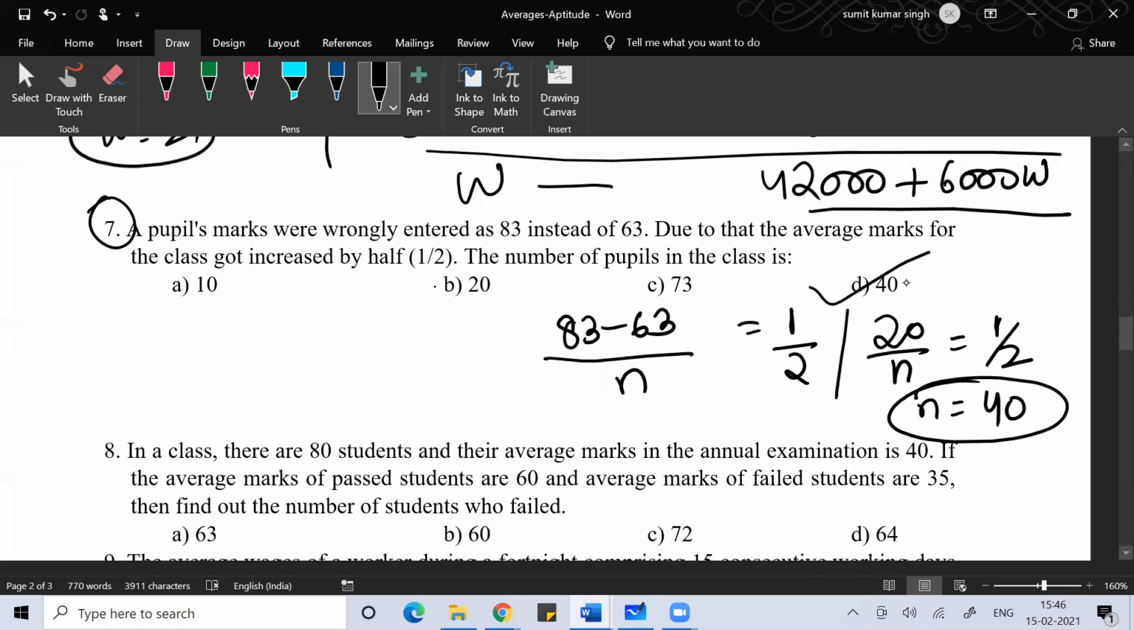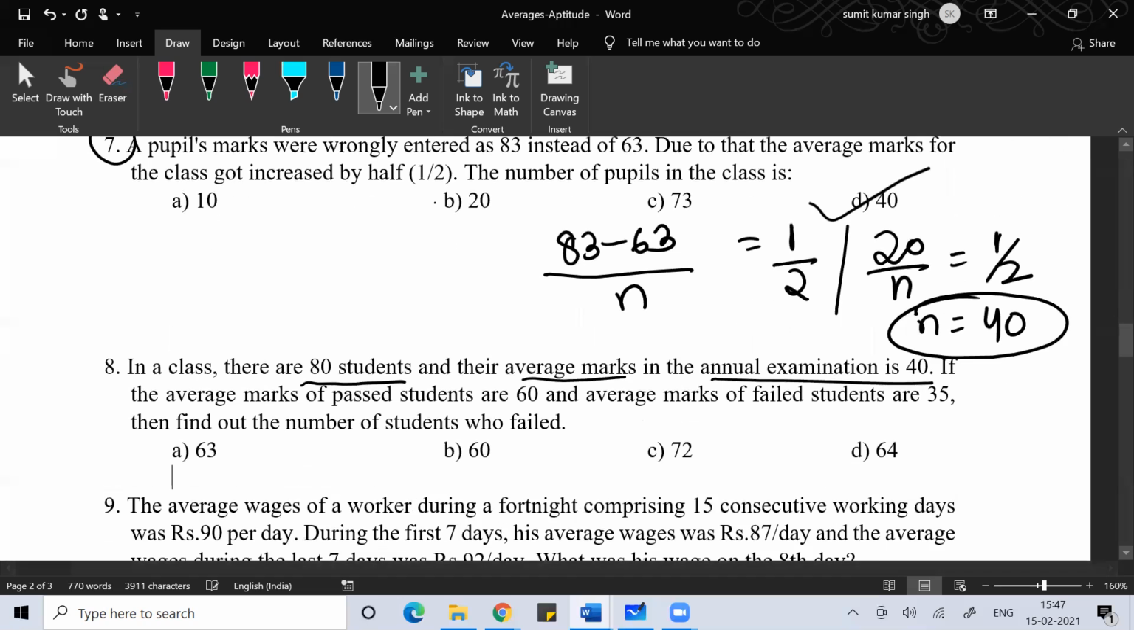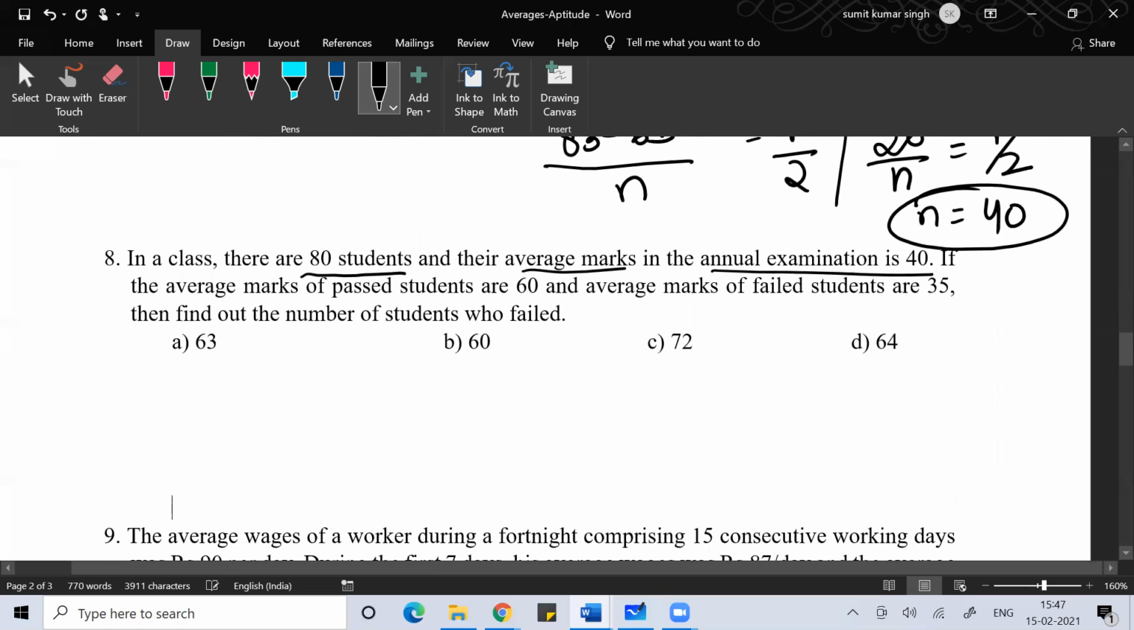Question number 8. In a class there are 80 students and the average marks in the exam is 40. If the average marks of pass students is 60 and of fail students is 35, find the number of students who failed.